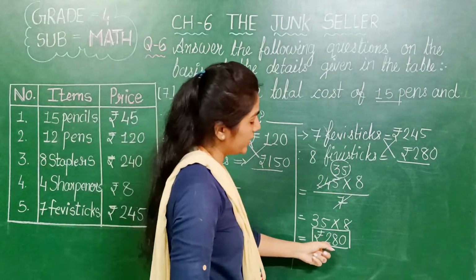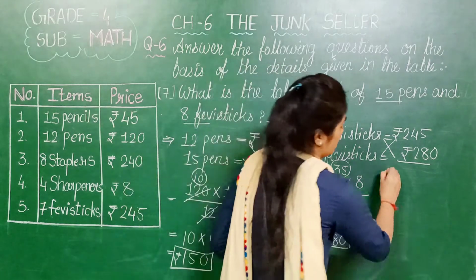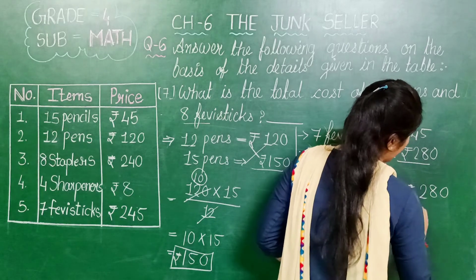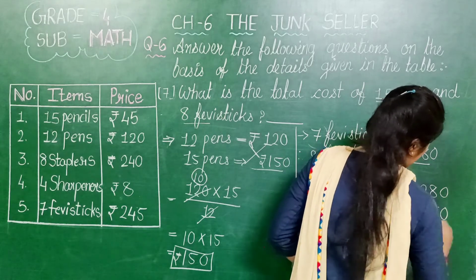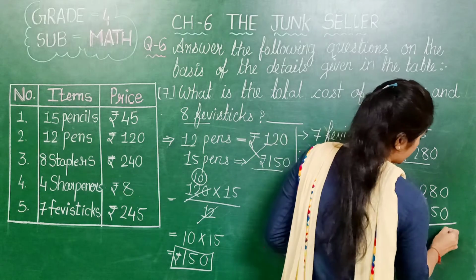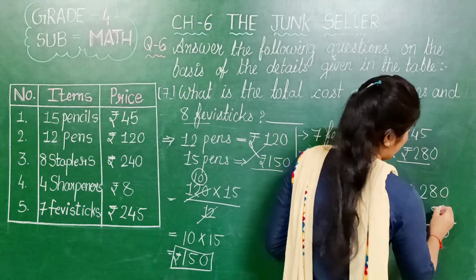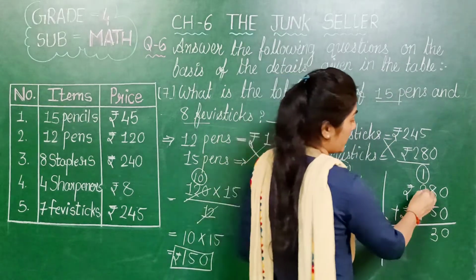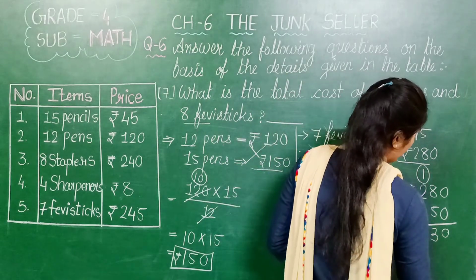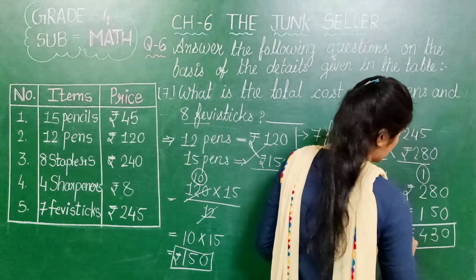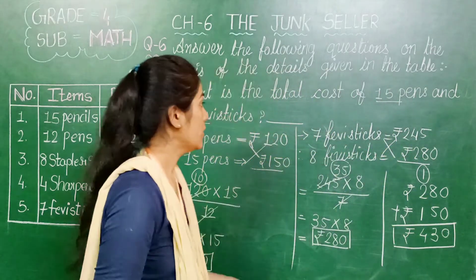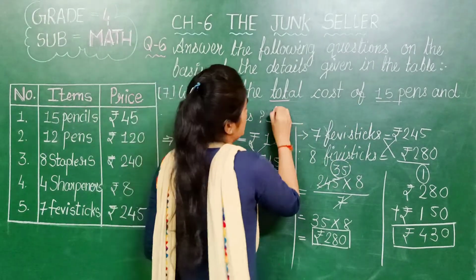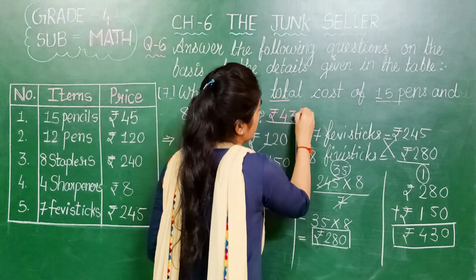150 and rupees 280, we will make the addition. So rupees 280 plus rupees 150, we add like this. 0 plus 0, 0; 5 plus 8, that is 13, 3 and 1 carry; 2 plus 1, 3, plus 1, 4. So 430 rupees is our final answer for the total cost of 15 pens and 8 fevisticks. So the answer we have got is 430.